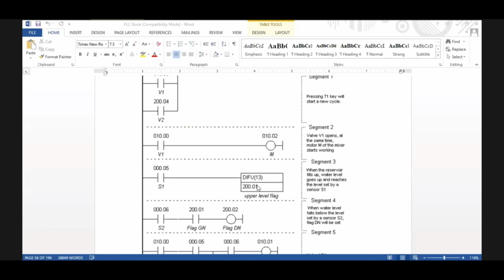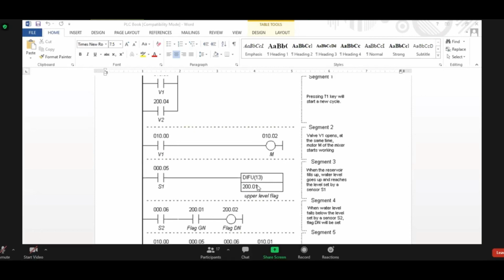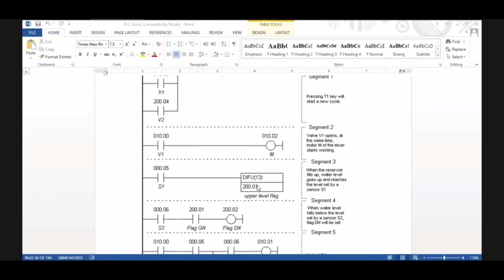Now, the 200.01 is what is called an internal bit. It's an internal bit. Now, what an internal bit is, is a switch, but it's a virtual switch. It's a switch in the processor itself that you can turn on and off. It's not a physical switch like 000.00 and so forth. It's an internal switch. So it is saying that when the S1, which they give address 000.05, is going from off.